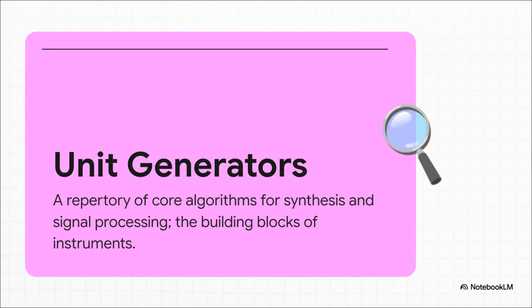Now, Matthews' big aha moment, his key insight, was creating these things he called unit generators. The best way to think of these is like digital Lego bricks for sound. Each one was a fundamental building block, a little piece of code that could create a simple wave or filter a sound. A composer could then pick and choose these blocks to build a totally new digital instrument, completely from scratch.